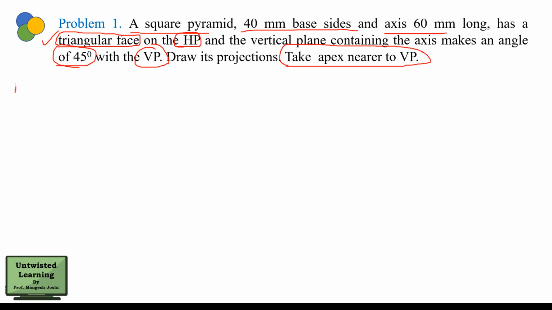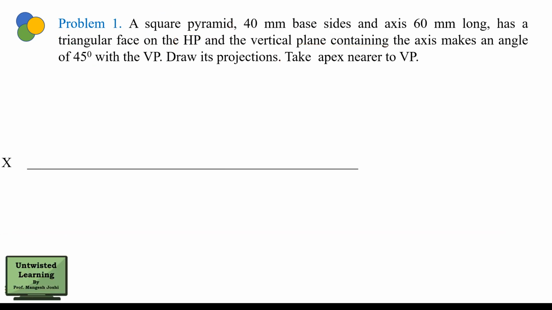So the answer to the first question is HP. The initial assumption will be that the base of the square pyramid will be on HP. If it is on the HP, which view will show its true shape? The answer is top view. So you have to start with the top view. After getting the answers to all the questions, first draw XY.